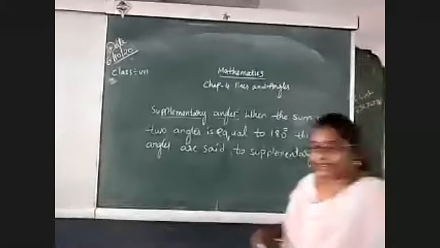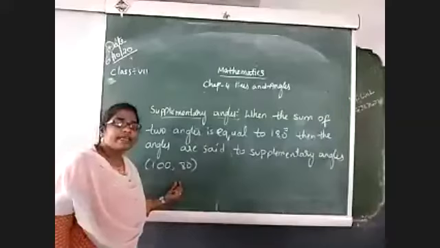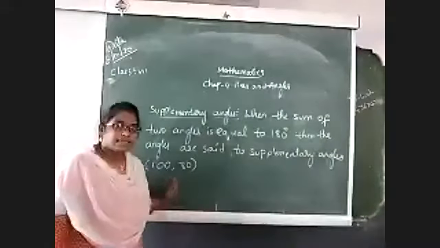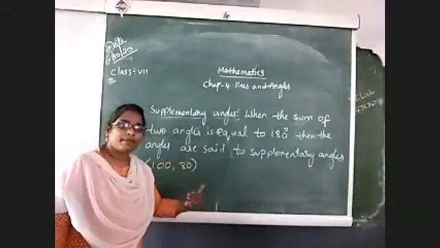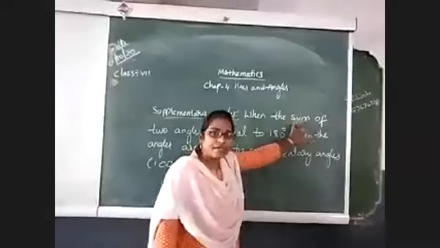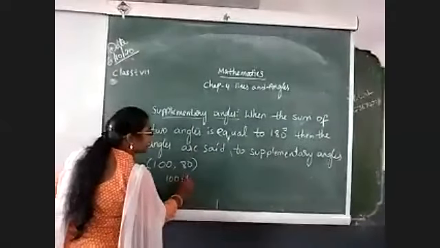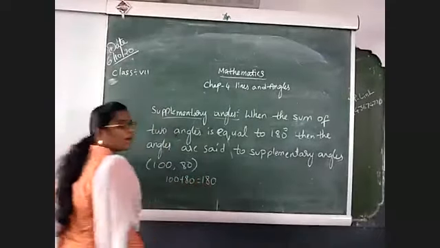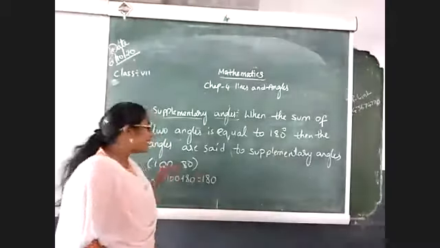Now, can we write some examples? 100 and 80 is a pair of supplementary angles. This is the first example. How can we take 100 and 80 as an example of supplementary angles? Because sum indicates addition, right? So add both first. 100 plus 80 is how much? 180. So we got exactly 180, right? So that's why 100 and 80 are a pair of supplementary angles.